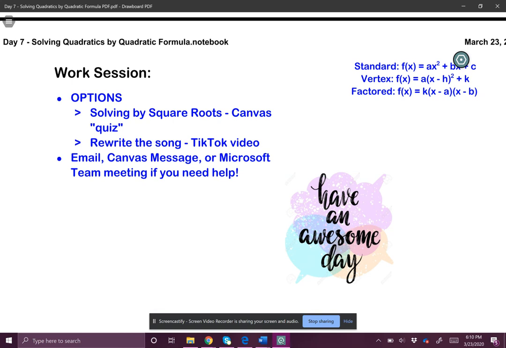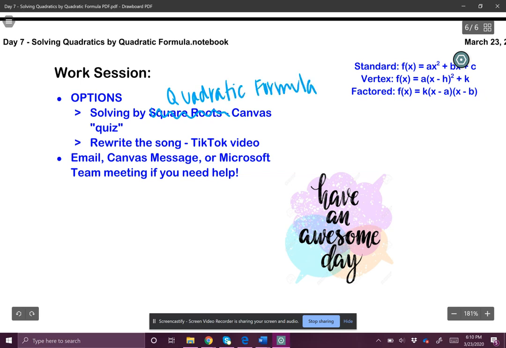The first option is you can do the solving by, that should say quadratic formula. Sorry about that. You can solve by quadratic formula on a Canvas quiz, or you can rewrite the song and make a TikTok video about that song. You can use whichever song you want. It's totally fine as long as you've got the quadratic formula in there in the order that's supposed to be in. So either one, it's completely up to you which one you want to do.